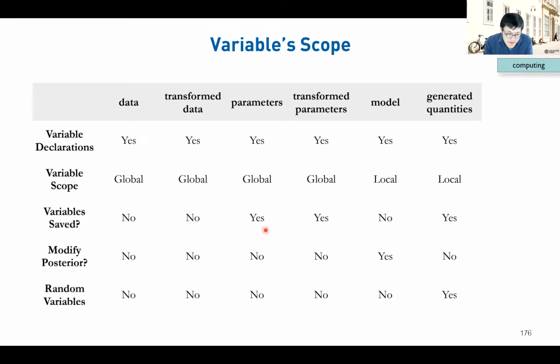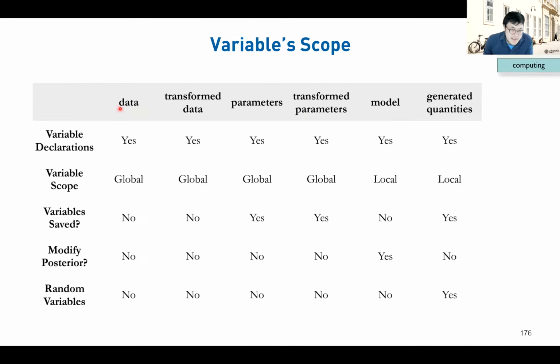For this programming language, it has the same thing. So if I declare the data, so we have 6 blocks, right? We have the data block, transformed data block, parameters, transformed parameters, model, and generated quantities block. Those are the blocks. Imagine those are the countries in Europe.